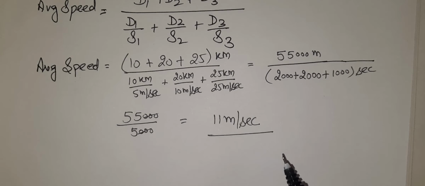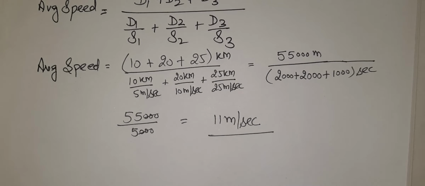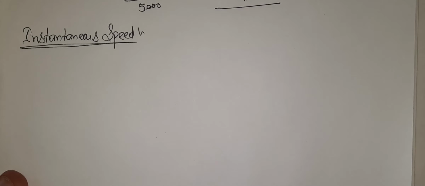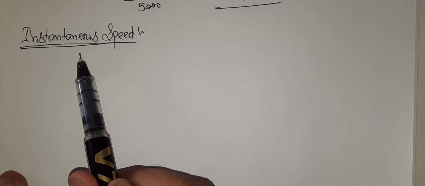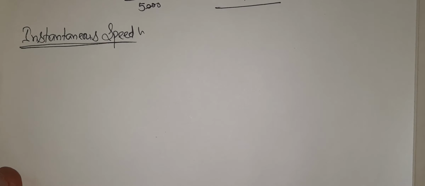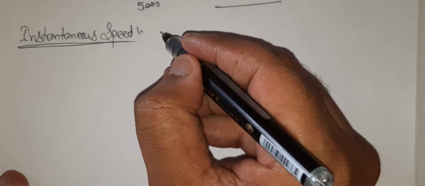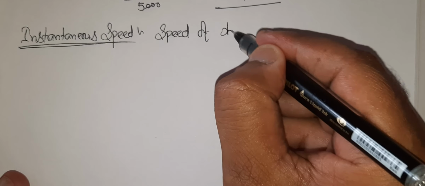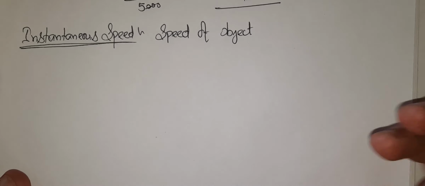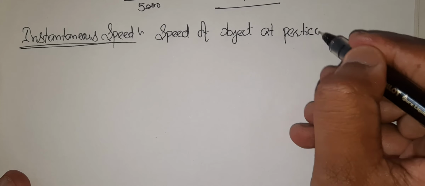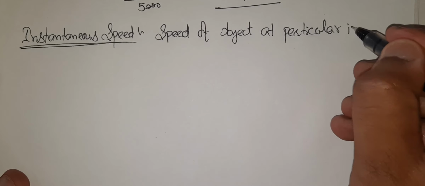Now the next type of speed which we have to study is instantaneous speed. Instantaneous is made from the word instant. How do we define instantaneous speed? Speed of an object at a particular instant of time.